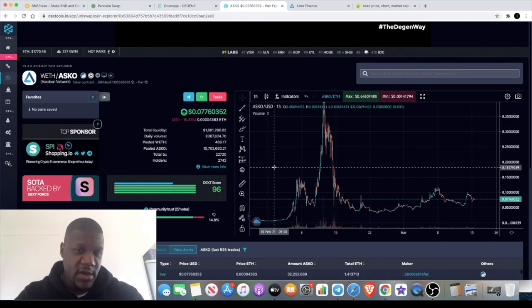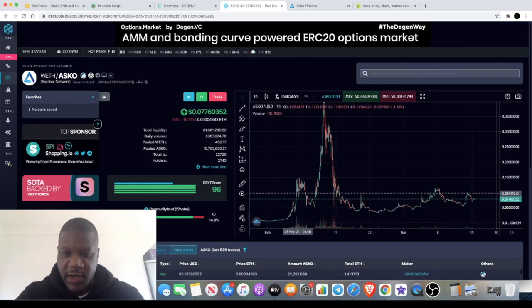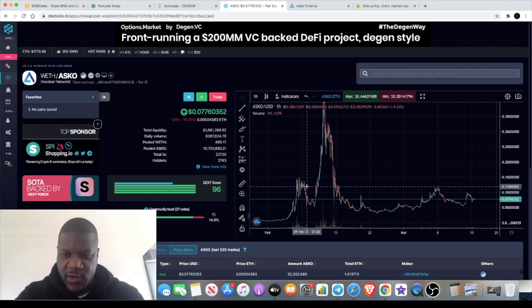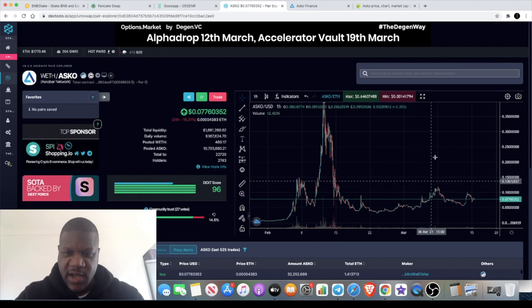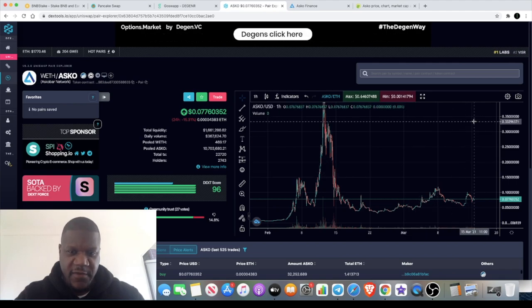I'm not in this one personally, but I am considering getting in, especially if we can break above these levels right here, get above 11 cents. I think it'll be clear skies for that moving forward.